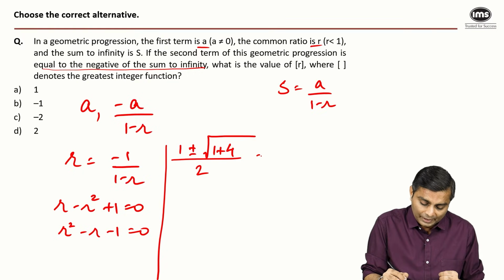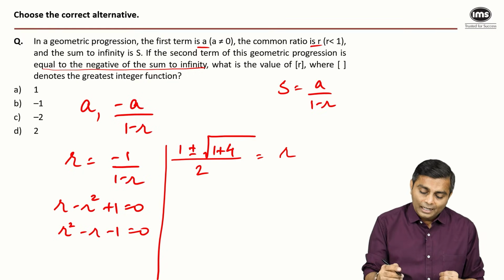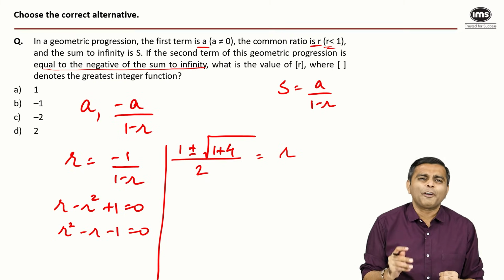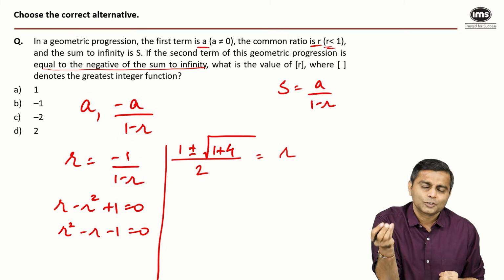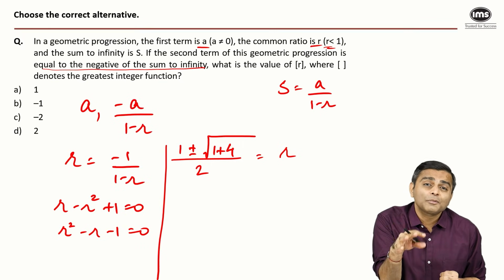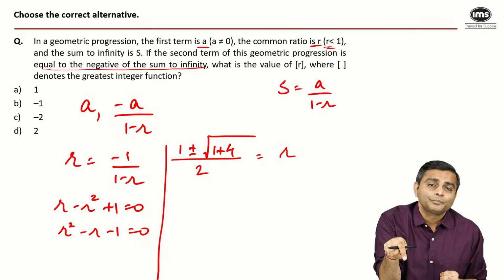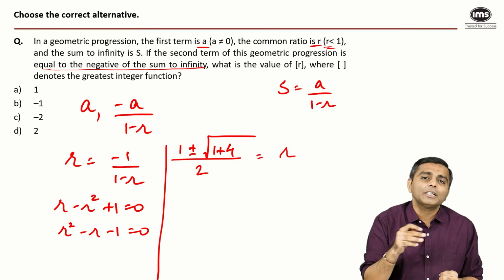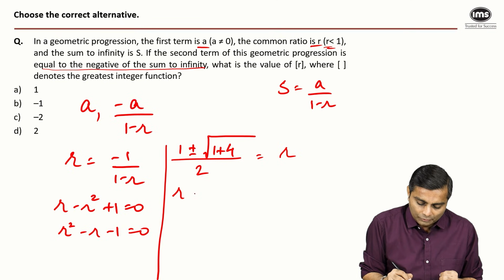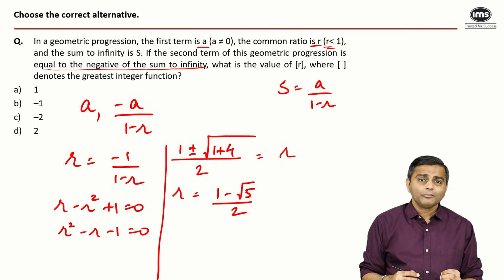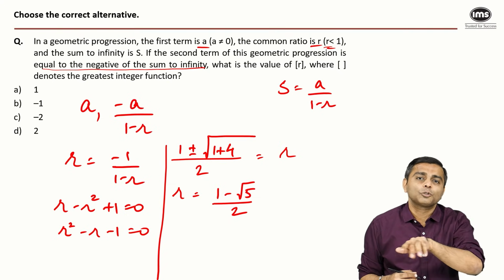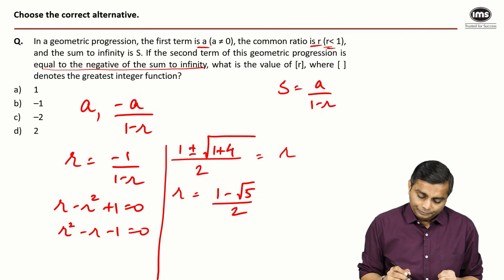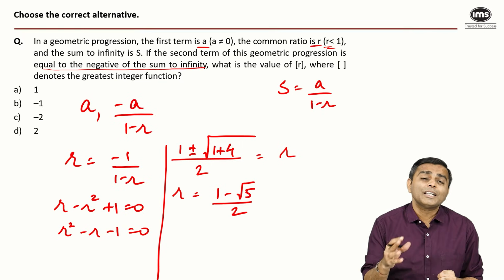They have said this is basically the value of R. They have said R is less than 1, correct? 1 plus root 5. Root 5 is bigger than root 4, correct? So root 5, let's assume for simplicity 2.1 or 2.2 for that matter. 2.2 plus 1 is 3.2. 3.2 upon 2 is 1.6. It is bigger than 1. So the positive possibility can definitely be ignored. So R's value is going to be 1 minus root 5 by 2. 1 plus root 5 cannot be, because it is going to be bigger than 1. Right? Okay. We are trying to find the greatest integer function of R.